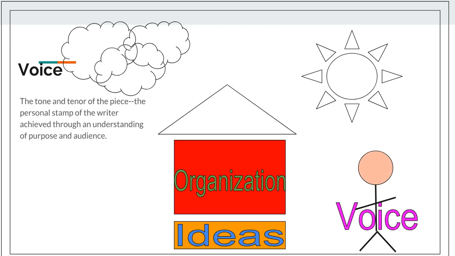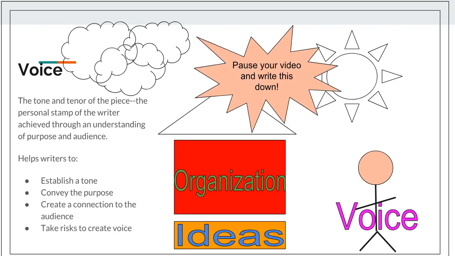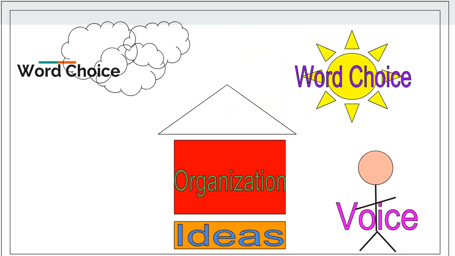Voice is the way an author uses their own personality in their writing and works together with the purpose and their audience to develop their idea. This is the tone and tenor, personal stamp side of a piece. And this helps a writer to establish a tone, convey their purpose, and create a connection to the audience, as well as to take a few risks to create voice. This doesn't mean you completely ignore and break all the rules, but it does mean that you don't sound like a dictionary or a textbook when you're writing. Pause your video and write down that voice is the personality an author shows through their writing.